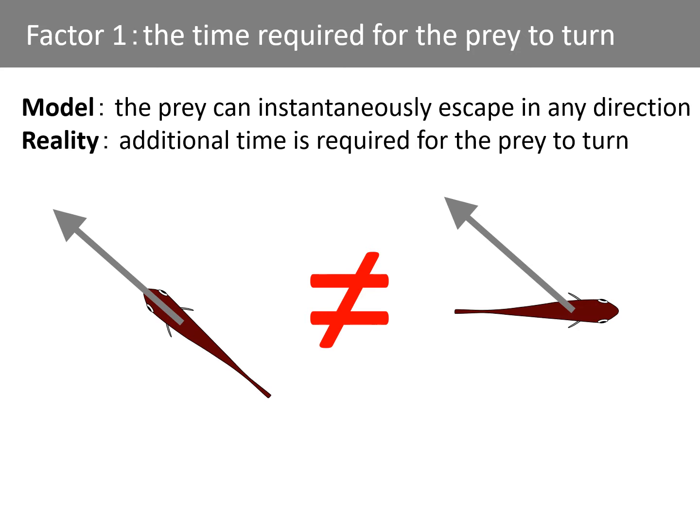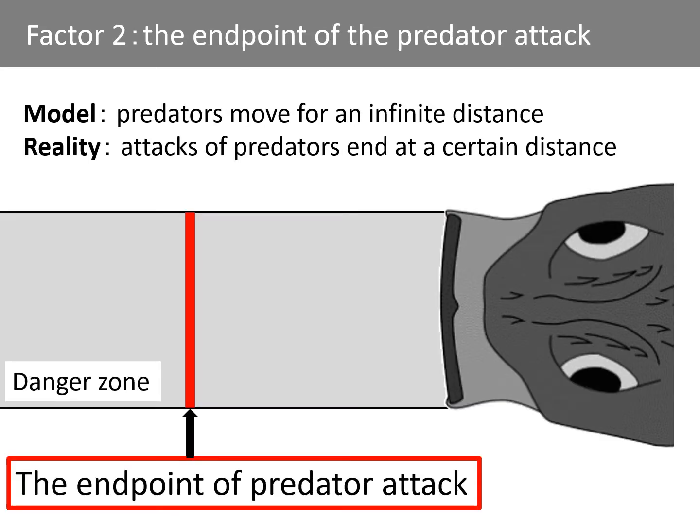The first one is the time required for the prey to turn. In the previous model, the prey is assumed to instantaneously escape in any direction. But in reality, additional time is apparently required for the prey to turn. So these two cases are not the same. The second factor is the endpoint of the predator attack. In the previous model, predators are assumed to move for an infinite distance. However, in reality, attacks of predators, especially ambush ones, end at a certain distance.